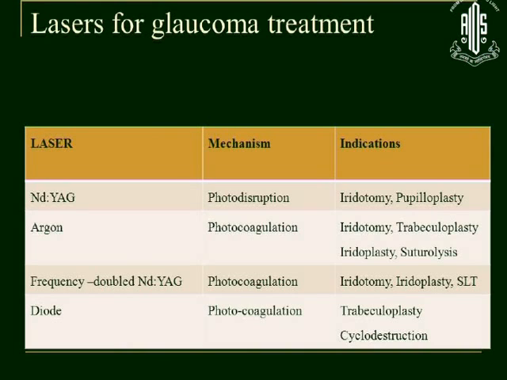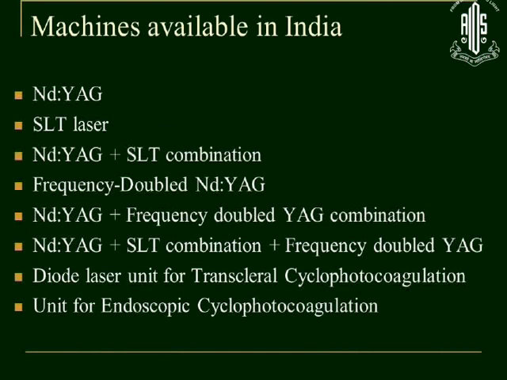And then comes the diode, which is again a photocoagulator, which you can use for trabeculoplasty also. You have diode trabeculoplasty, and more commonly nowadays it is used for cyclodestruction. So in a nutshell, the machines available in India are, of course, Nd:YAG lasers alone, the SLT laser alone, the Nd:YAG and SLT combination for a glaucoma-centric practice, frequency doubled Nd:YAG alone, and Nd:YAG and frequency doubled YAG combination. So that could be very, very useful for both a retina and varied glaucoma problems.